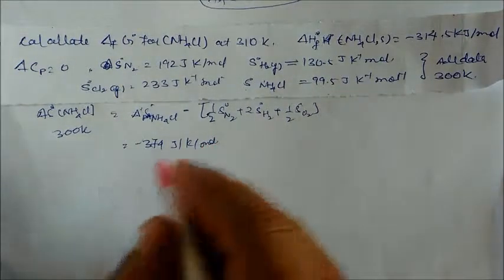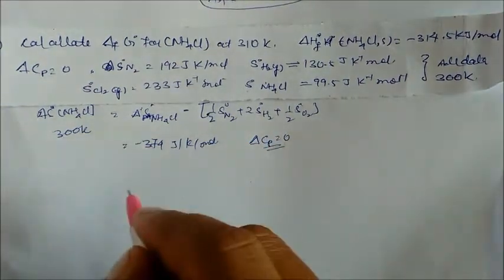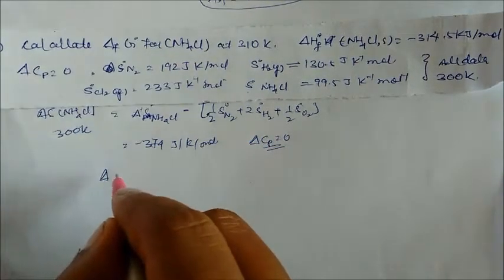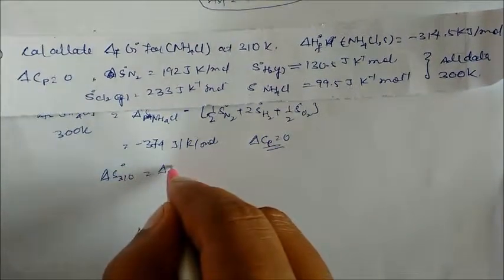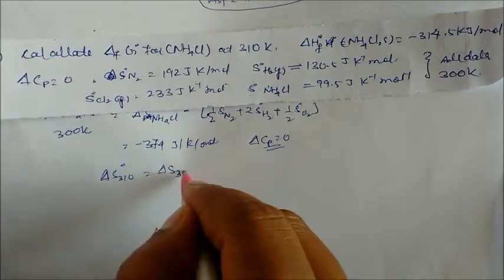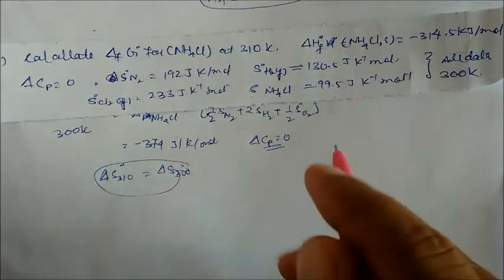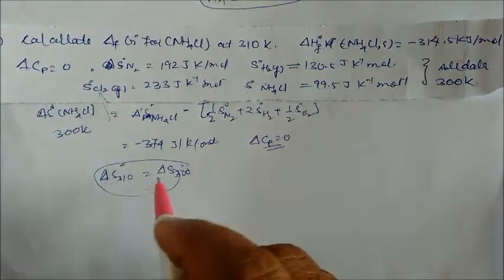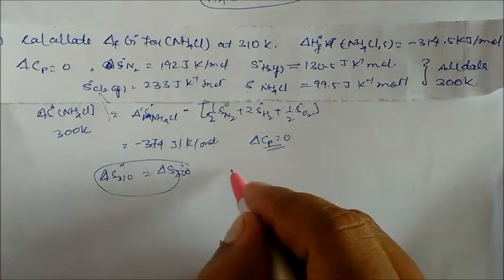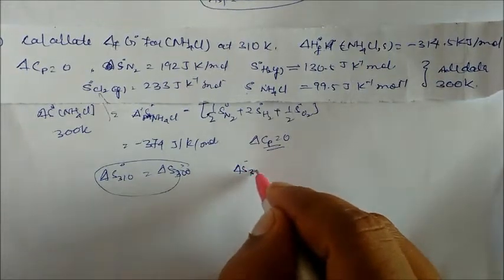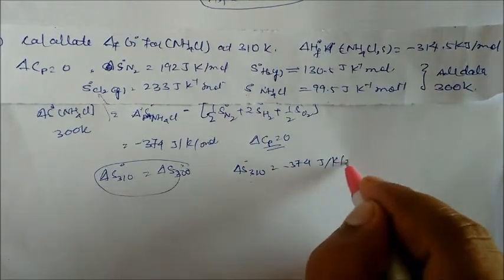Okay, now one more thing. Again, Cp is given here as 0. So this means that the entropy at 300 temperature will be equal to the entropy at 310. Both will be equal to each other, because if the enthalpy at constant pressure is 0, then the entropy at this whole temperature will also be 0. So if you are taking here minus 374 joule per Kelvin per mole at 300, then definitely the entropy at 310 will be the same only.